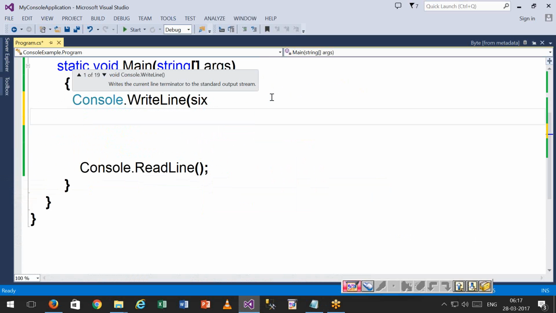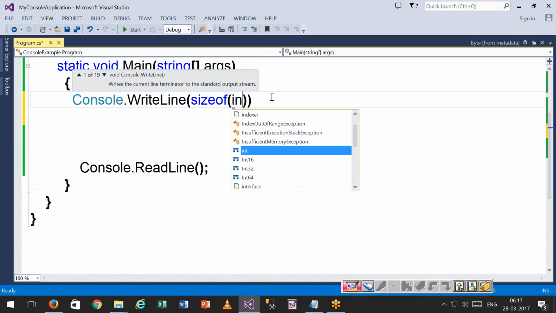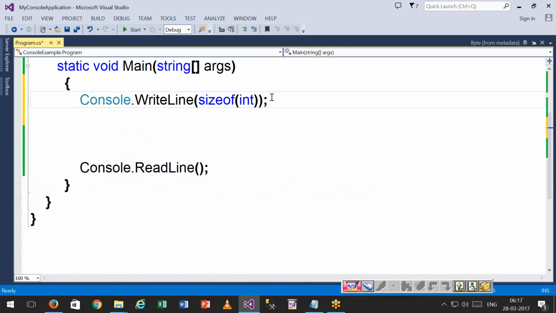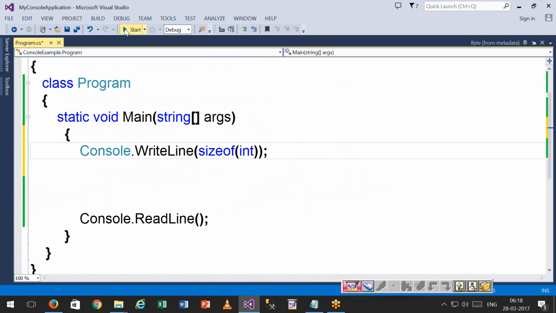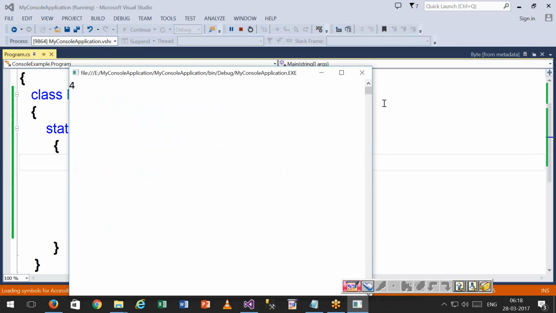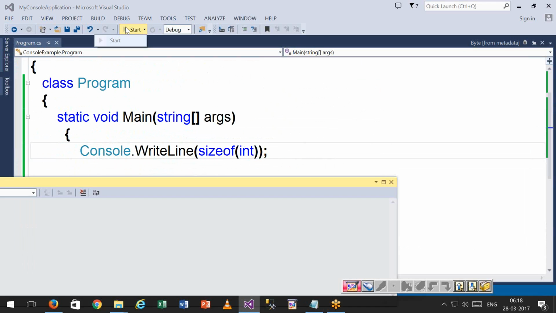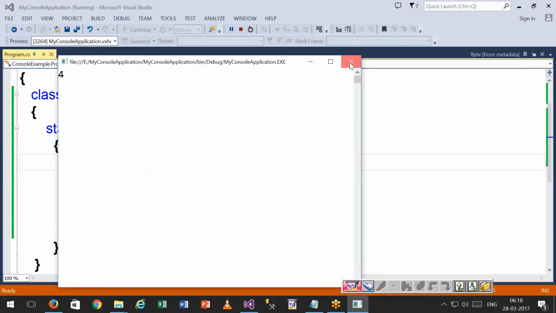sizeof(int). Come on. Sizeof(int), it will return what? What is the output? 32 bits. Bytes means it will return what? How many bytes? Integer, int. Four. Int means four. Yes, sir. I'll ask another question.